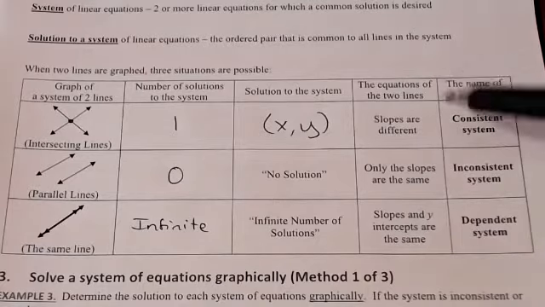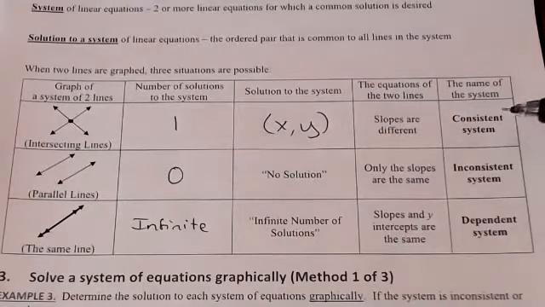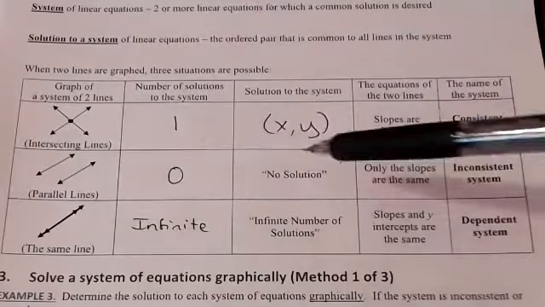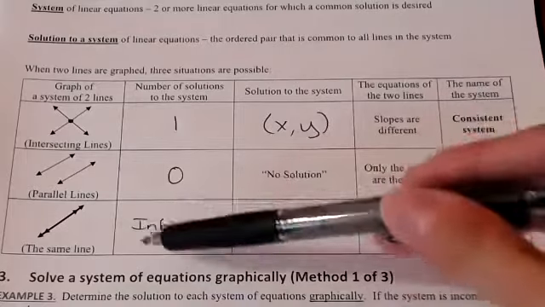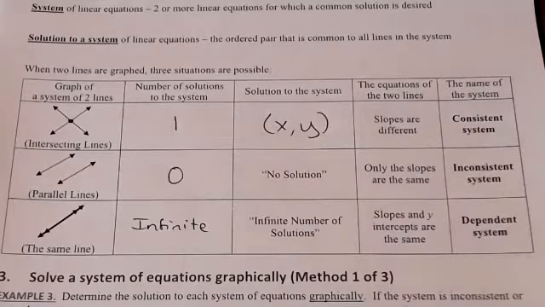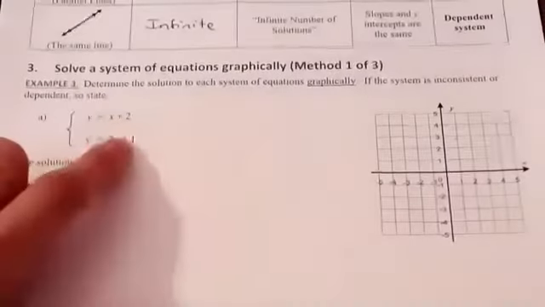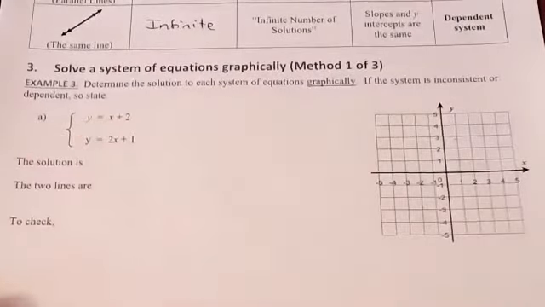So a system that had a solution was consistent. A system that did not have a solution was inconsistent. And then a system that had an infinite number of solutions was dependent, right? So let me show you this one super quick. Let's start by graphing y is equal to x plus 2.